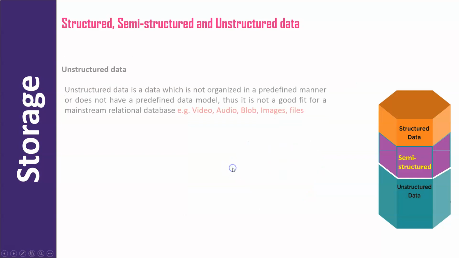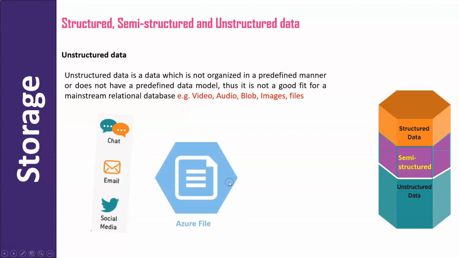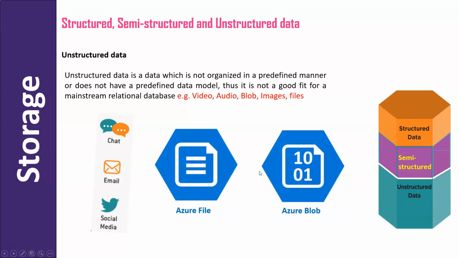All right. Now the next one is unstructured data. Unstructured data is data which is not organized in a predefined manner or does not have a predefined data model. So you cannot simply keep unstructured data in a relational database. Examples are audio, video files, images, and whatever you see on social media platforms, emails and chats. In Azure, we have Azure Files and Azure Blob Storage to keep the unstructured data.